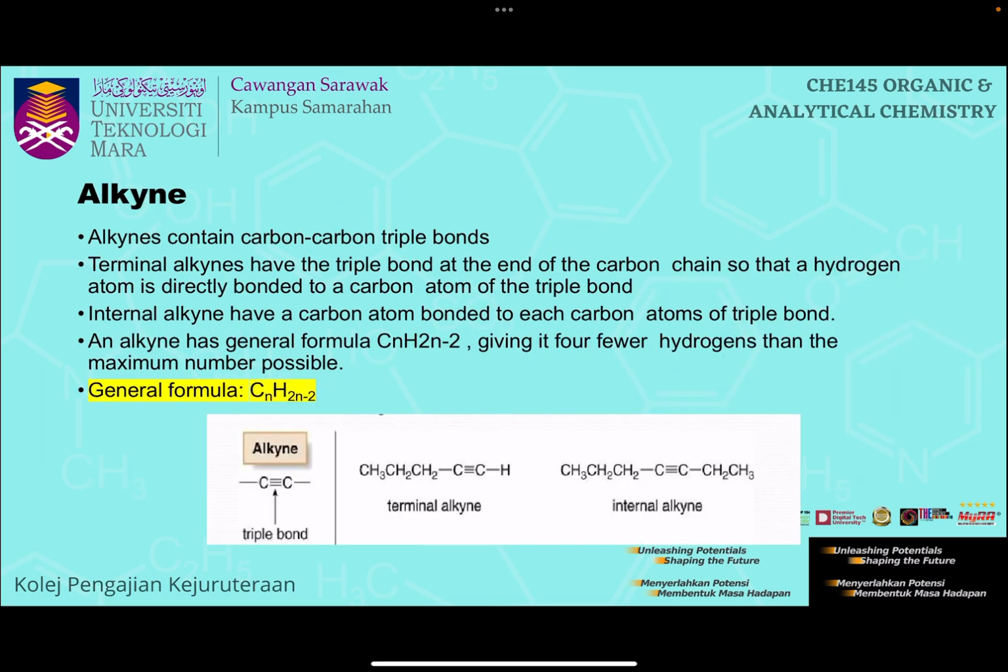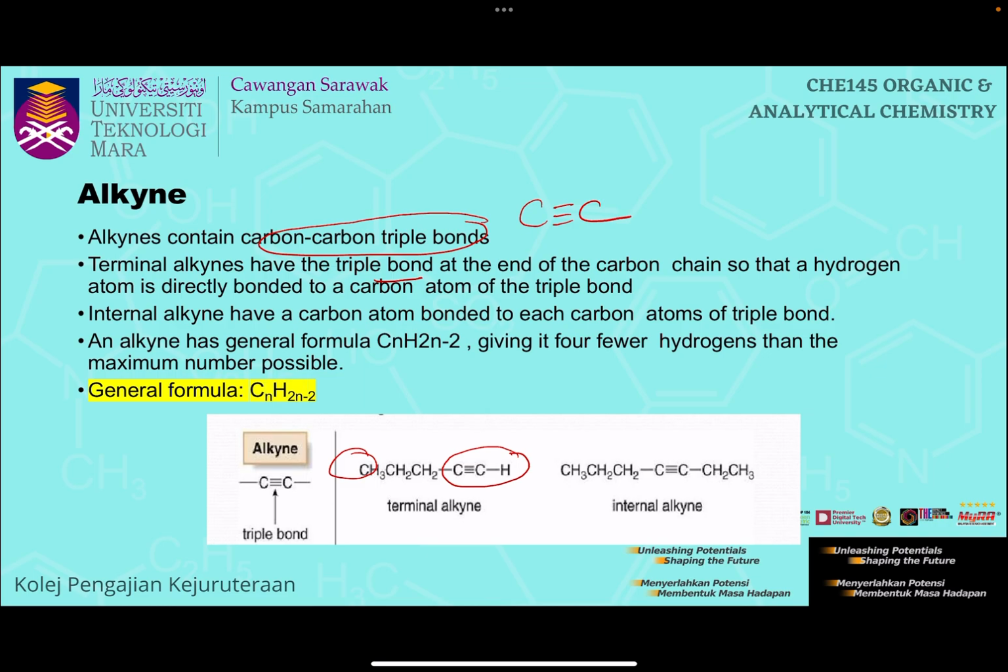Okay, and then you have alkyne. Alkyne is a carbon-carbon triple bond. Terminal alkynes have the triple bond at the end of the carbon chain. So it can be at the head or it can be at the tail. As long as it is at the head or the tail, we call them terminal alkynes. Internal alkynes can be anywhere, alright. They have a carbon atom bonded to each carbon atom of the triple bond. So anywhere in the structure, in the middle, then it's an internal alkyne. But if it's either at the head or the tail of the structure, that makes it a terminal alkyne.